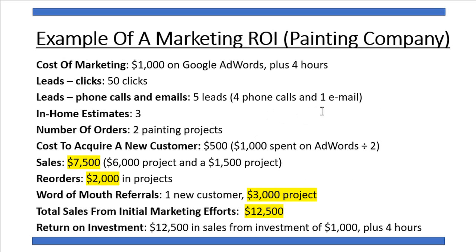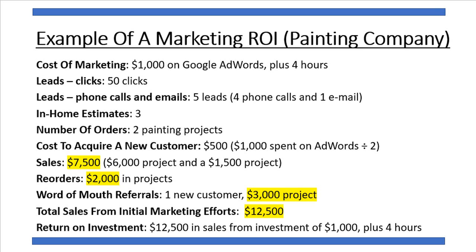I want to show you an example of that in action. I'm using a painting company for this example. I made up these numbers and examples, but I think they're pretty true to real life. We start out with what we spend on the marketing. In this example, we're spending $1,000 on Google AdWords, plus it's taken us 4 hours to get that campaign up and running. From that campaign, we get 50 people to click through and visit the website. And from those 50 clicks, 5 of those people take another action, which is they either call us or they email us.